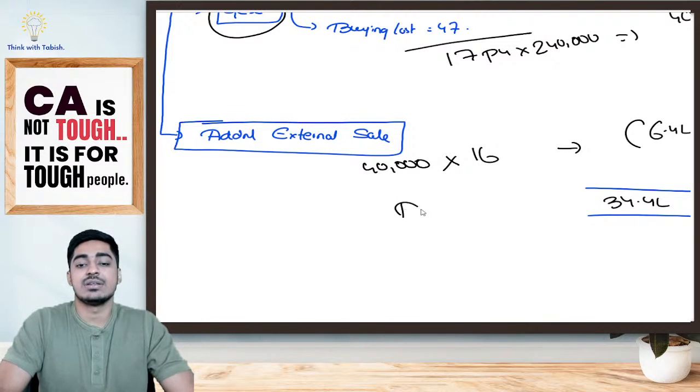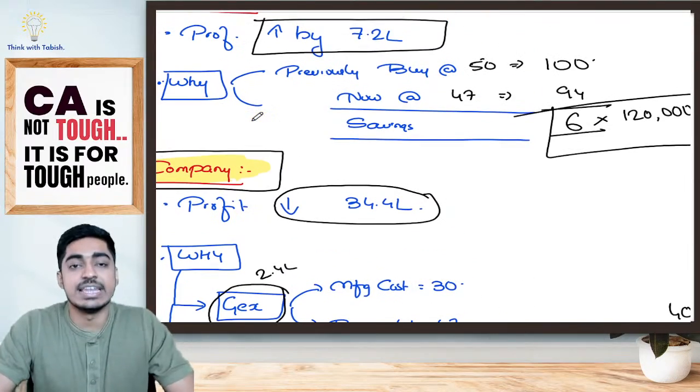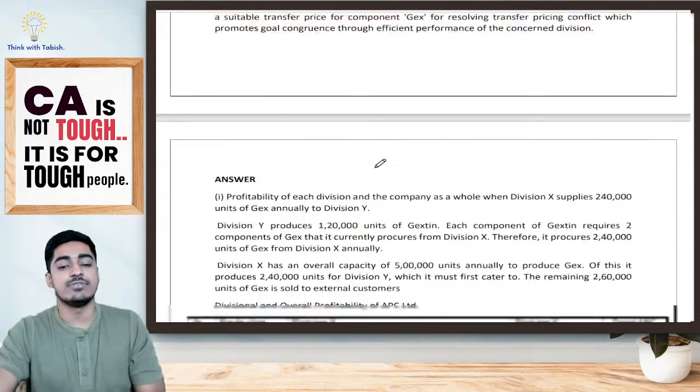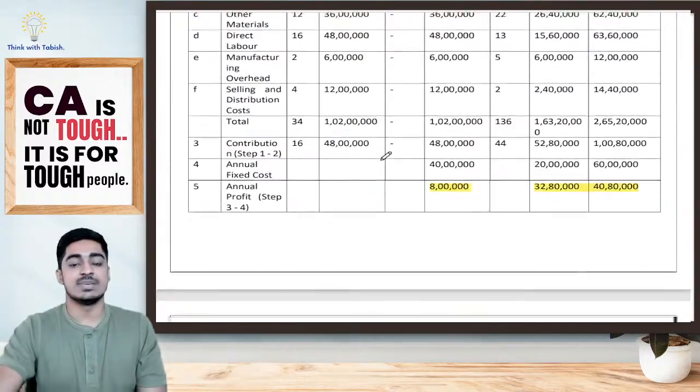34,40,000 is the net loss we have. Yes, this is what we are telling: what happened, why it happened, for every division and for the company as a whole. This is simply what we have explained.